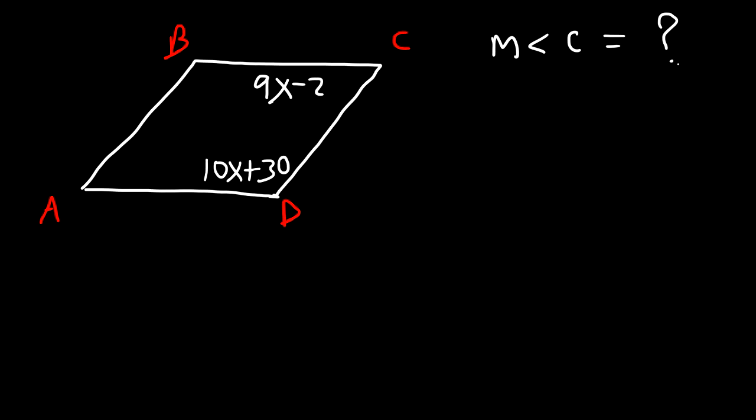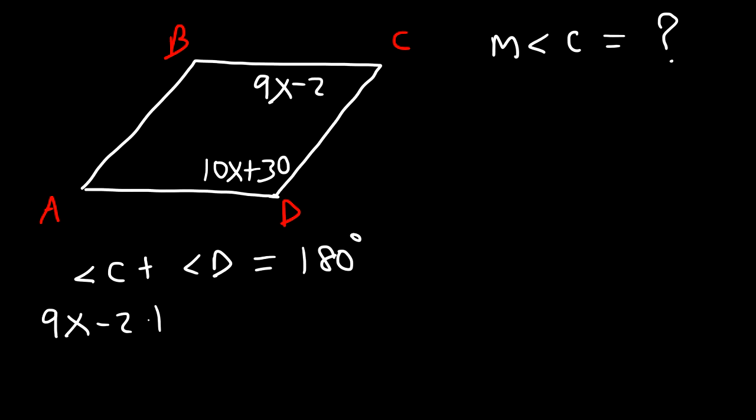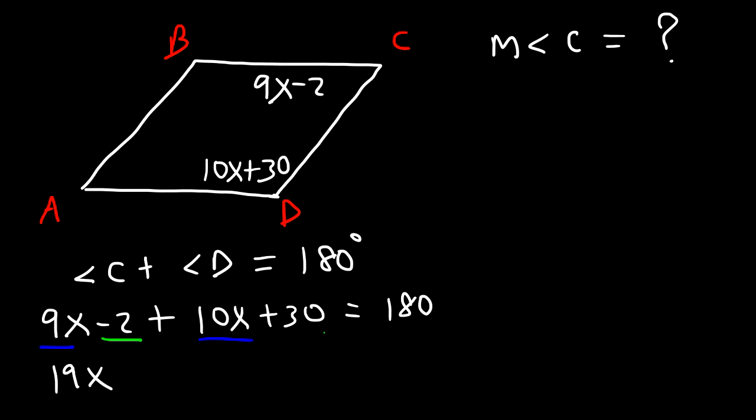Now, if you recall, consecutive angles are supplementary. So this means that angle C plus angle D must add to 180 degrees. So angle C is 9x minus 2. Angle D is 10x plus 30. So this has to add up to 180. Now let's combine like terms. 9x plus 10x is 19x. Negative 2 plus 30, that's 28.